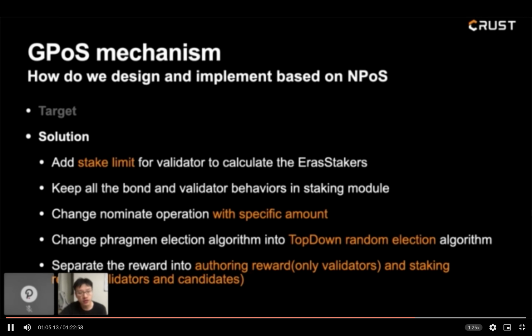Fourth, we change the fragment election algorithm, which is used in Kusama and Polkadot, into our top-down random election algorithm. And last, we separate the reward into the authoring reward and the staking reward. The authoring reward, which only the elected validators can get, and the staking reward, which both the validators and the candidates can get. Okay, this is the whole solution and the main changes based on the MPOS mechanism.